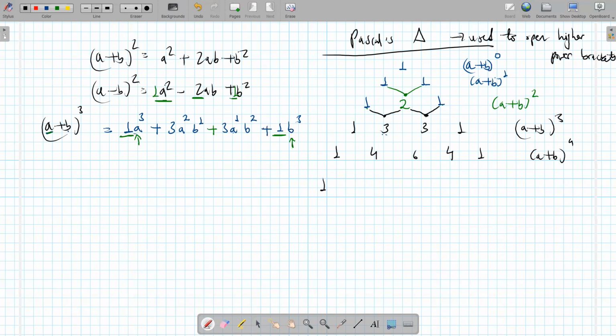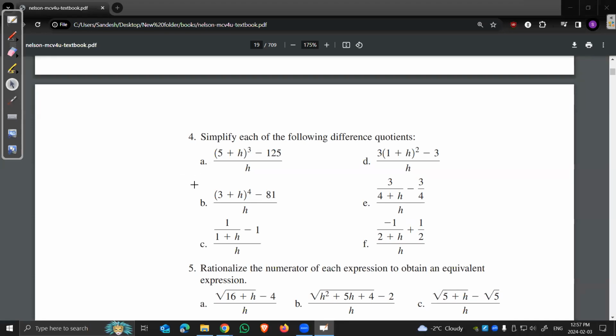And then you can keep going, right? So it'll be 1, 5, 10, 10, 5, 1. For the next one, it'll be 1, 6, 15, 20, 15, 6, 1, and so forth. Does that make sense? So why are we doing it this way? Let's answer a question right here, this one.